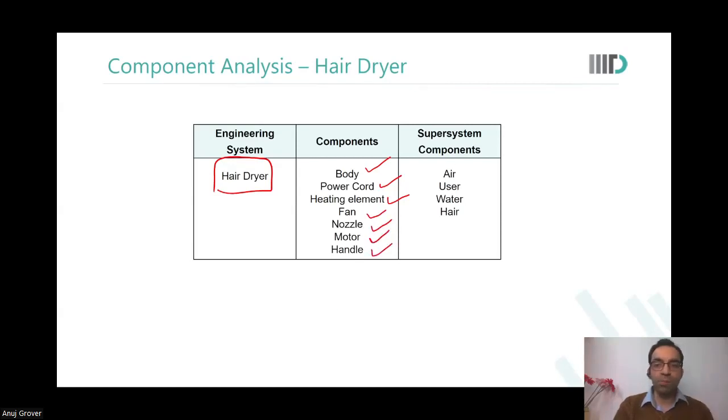What are the super system components? Air, the user who holds the hair dryer in his or her hand. Water, because water is what needs to be removed. And the hair did not come with the hair dryer. You had your hair with you when you went and purchased the hair dryer. So here is also a super system component. You could list down many more super system components also, but these are the most relevant ones.